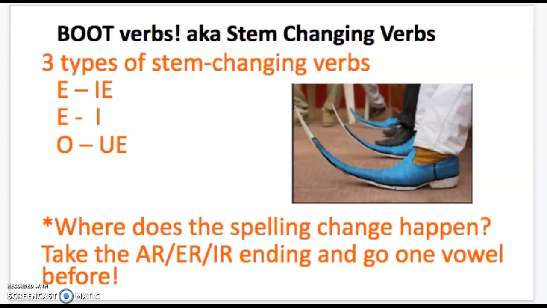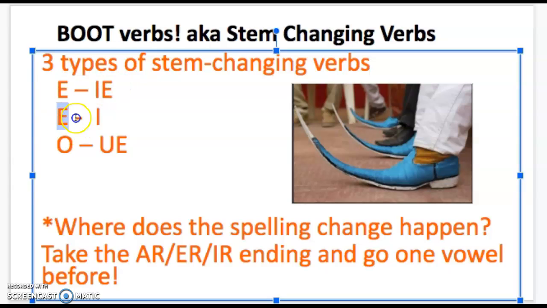Boot verbs are a group of verbs in Spanish that take a spelling change when you conjugate them for certain subjects. These certain subjects make a boot formation. Boot verbs are also called stem-changing verbs, so they're the same type. There are three types of these boots, so not too many. There's E to IE, E to I, and O to UE. And I gave you a packet in class that outlines the verbs in each of them.